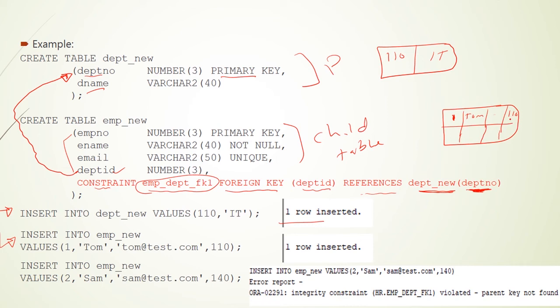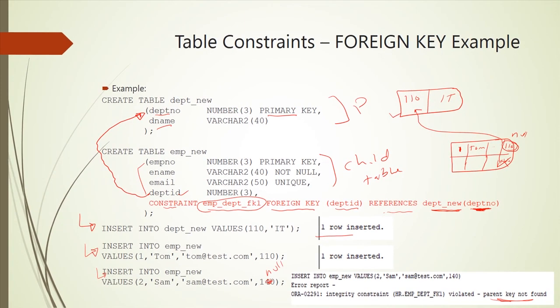Again, the foreign key constraint ensures the value here must match a value in the parent table or be null. So here if you try to insert another record and you specify 140, it will fail because 140 does not exist in the parent table. You can either specify an existing department or you can specify null. You can put either 110 in this case or null. So the statement will fail. Integrity constraint violated, parent key not found. The value 140 does not exist in the parent table.